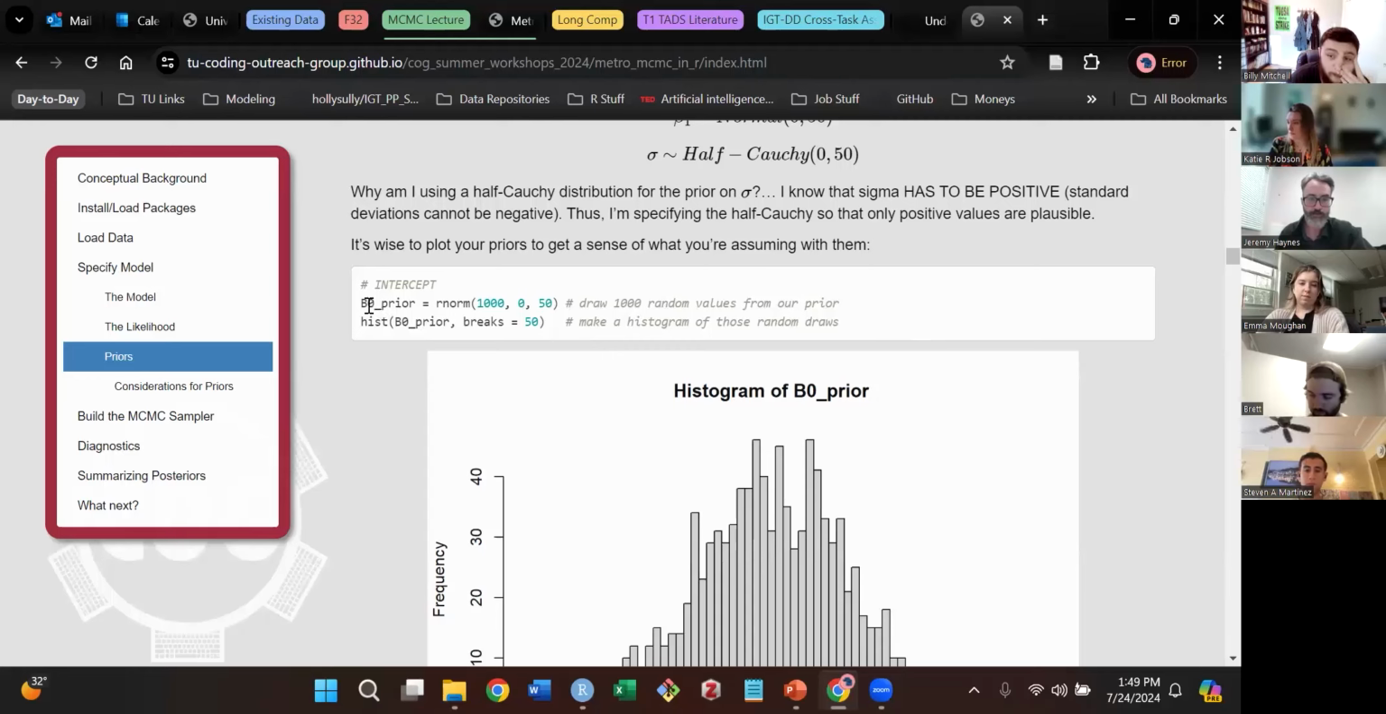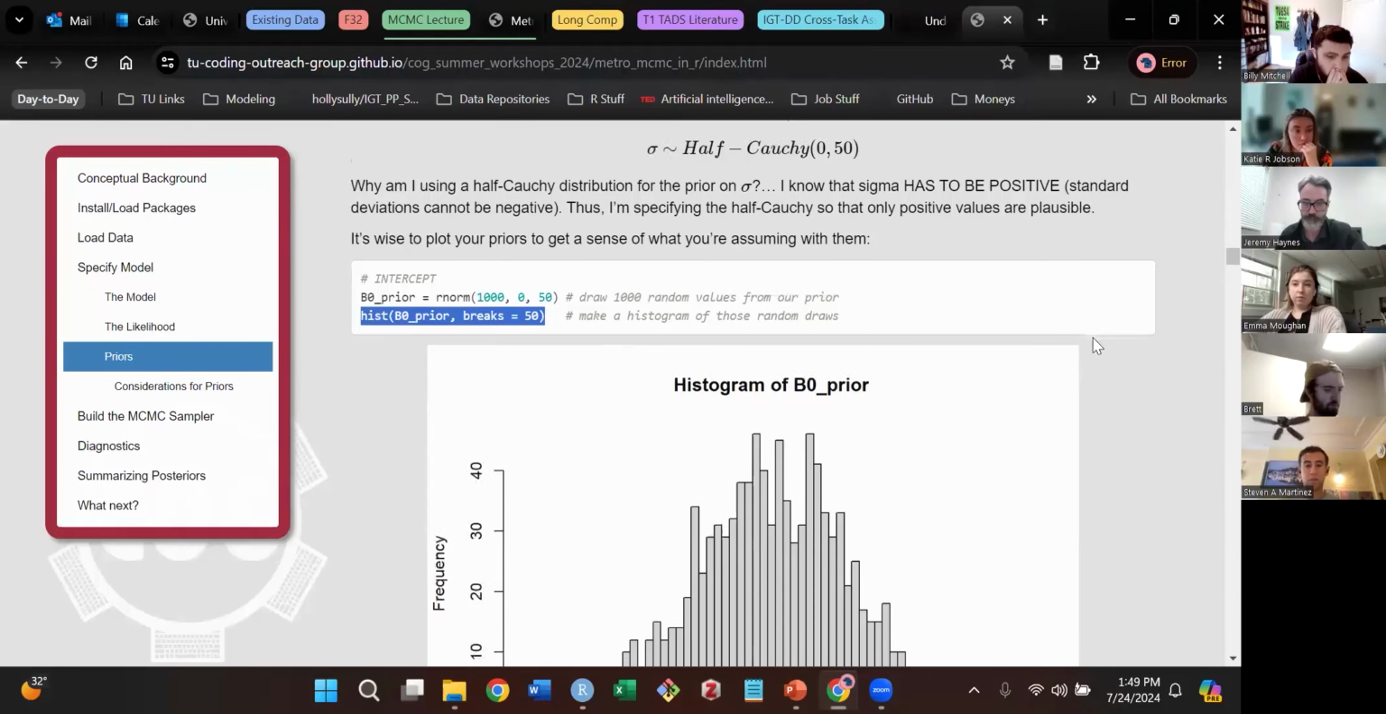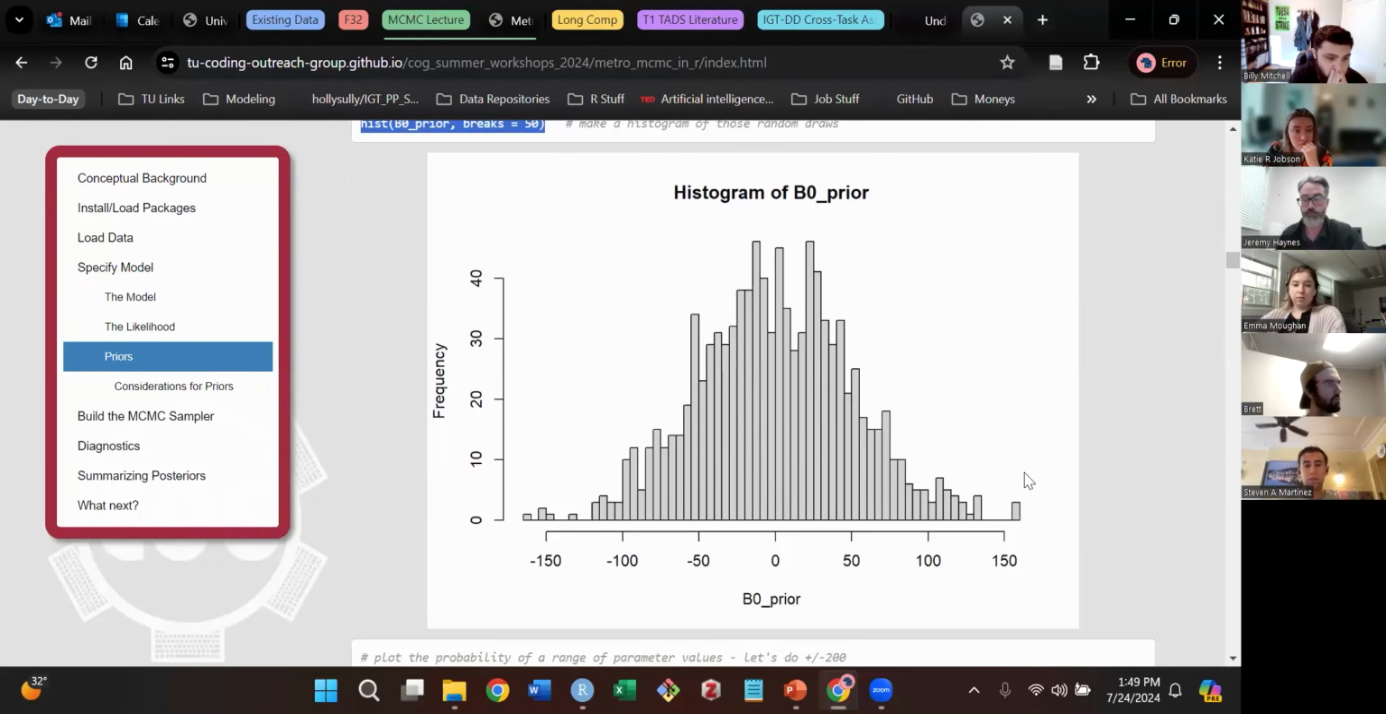So the way I do that here, this is for the intercept, I'm going to use the rnorm function. This generates random samples from a normal distribution. It's 1,000 samples, and that distribution is given by a mean of 0 and a standard deviation of 50, and then I'm just plotting it. And this is what our prior is. This is what we're assuming are some plausible values for our parameter of interest.